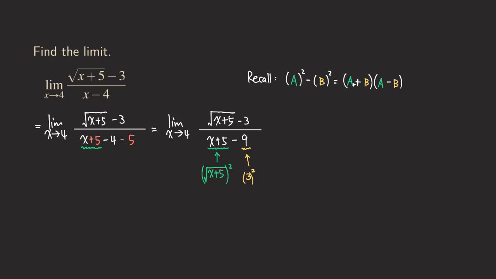Okay, so now what is A? A is actually this expression right here inside the square. So what do we get here? We have the square root of x plus 5.